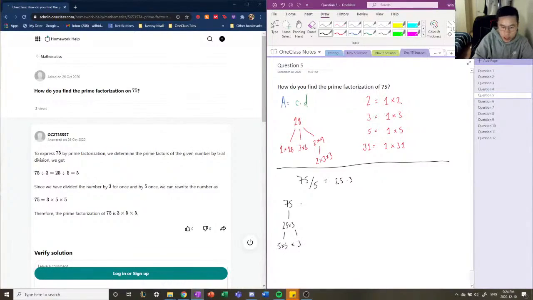This is the prime factorization of 75. In the same way, in my previous example, the prime factorization of 18 can be written as 2 times 3 times 3. So that's how you do the prime factorization of a number.